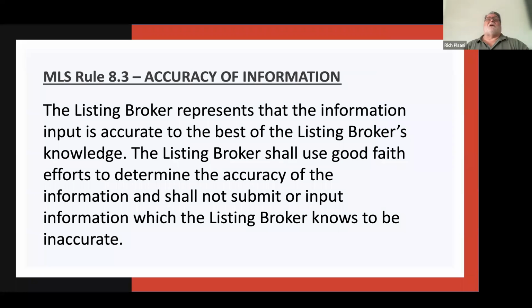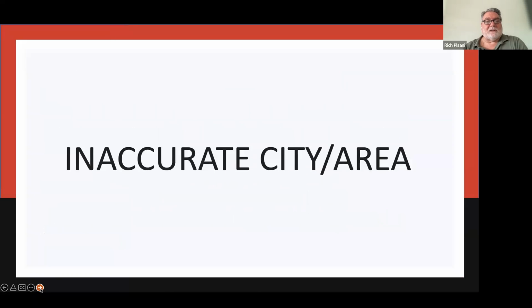So you can put the correct information in the MLS and then make comments in the private remarks to the agent saying that the assessor says that it's this, but we have this information, and that the buyer is to do their own due diligence in what the true bedroom count or square footage is. That's an example of inaccurate information, and that is one of the violations that are given to agents in listings.